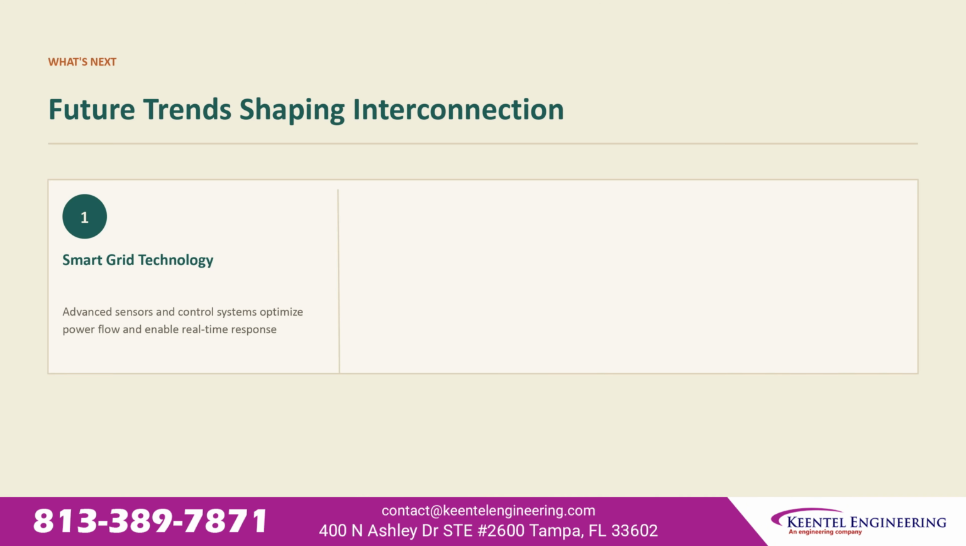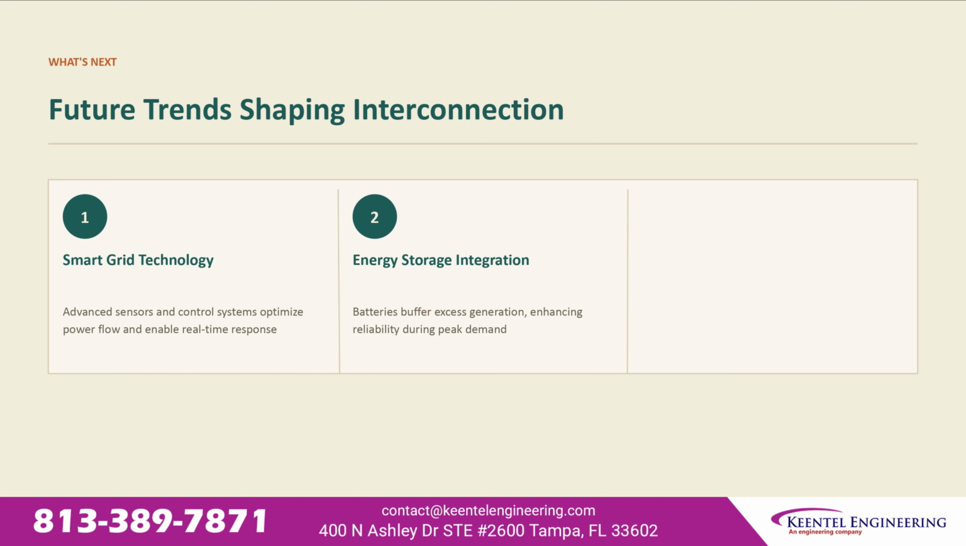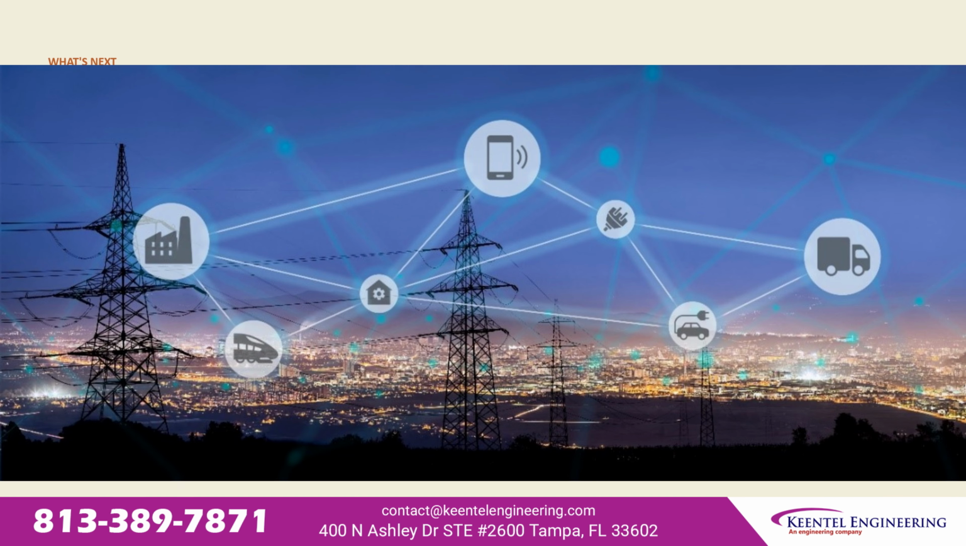3 trends are actively reshaping how interconnection works: smart grid technology, advanced sensors and control systems that optimize power flow and enable real-time response across the network; energy storage integration, batteries that buffer excess generation, enhancing reliability during peak demand periods; and distributed energy resources, small-scale renewables that are reshaping interconnection needs across the entire grid, not just at the utility scale.